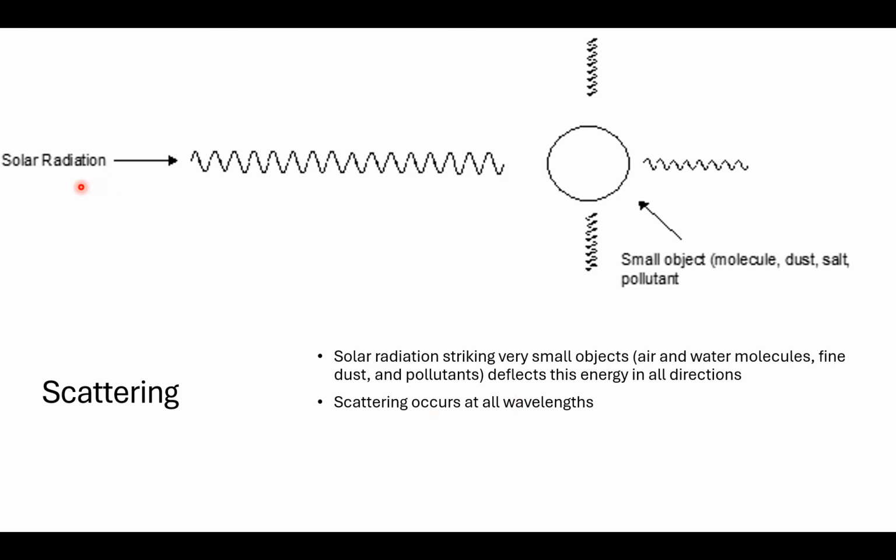So here's an example on the top of this slide. Let's say we have this incoming solar radiation. Here are your short wavelengths. Remember that? The hotter the object, the shorter the wavelengths of emission. So we have this small object here. This could be a molecule, this could be dust, this could be a salt particle, any kind of pollutant. As the incoming solar radiation moves in and strikes this object, it's going to send scattering in all the different directions.